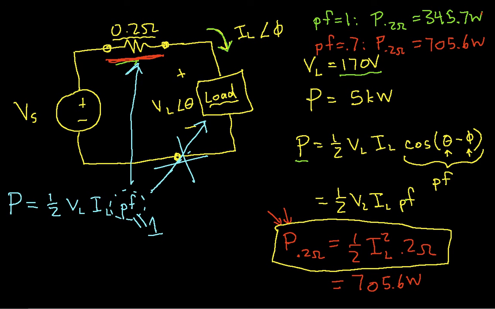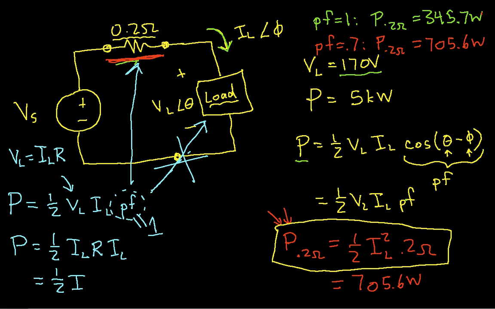Now, we can also apply Ohm's law and say that the peak voltage is going to be the current times the resistance. And so if we plug this in now, we get P is 1/2 I_L times the power factor of 1, so we'll just ignore it. So it's 1/2 I_L squared R, which is this expression that we used twice in solving this problem.